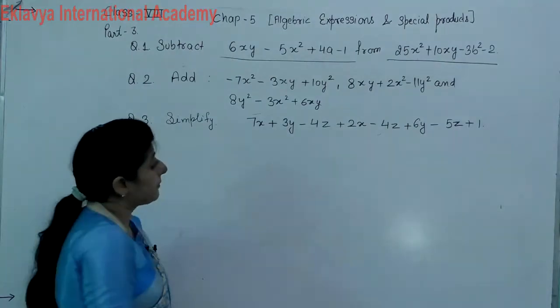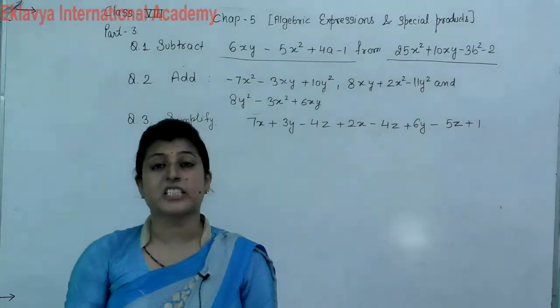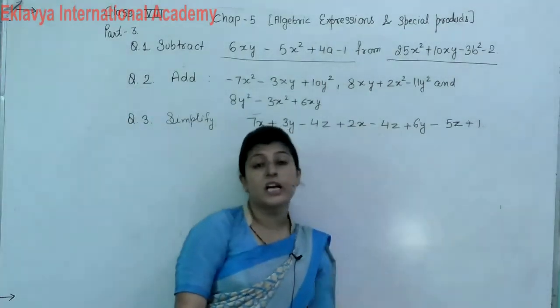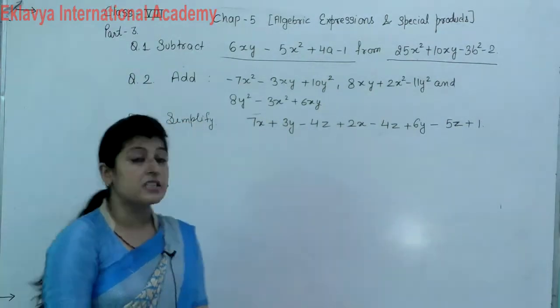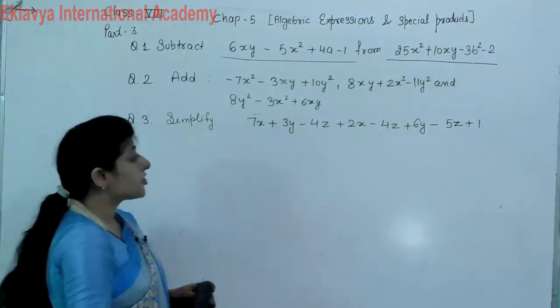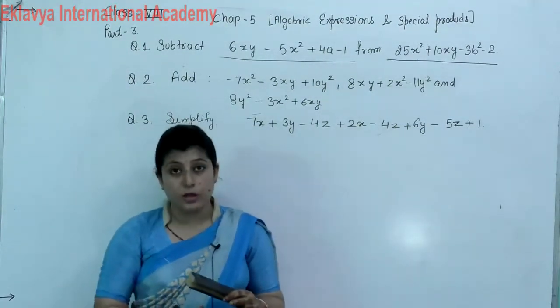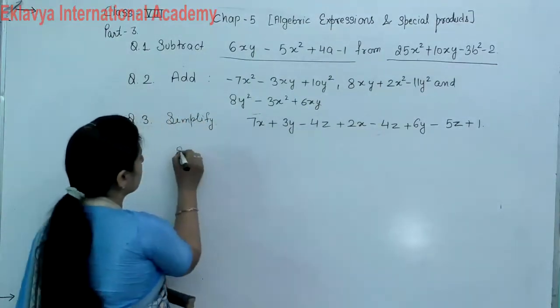Okay, now see, simplify. Now there is no addition or subtraction given, only this polynomial is given, and we have to change it into the simplest form. How to change into the simplest form? Same thing, firstly we will combine all the like terms together, then we will solve it.